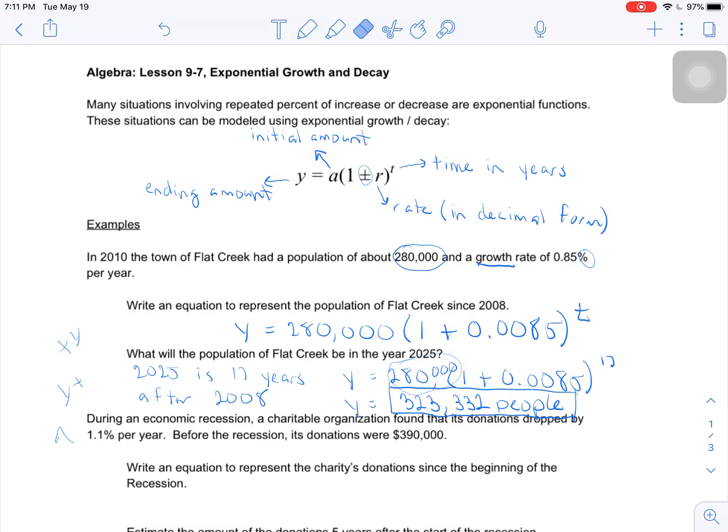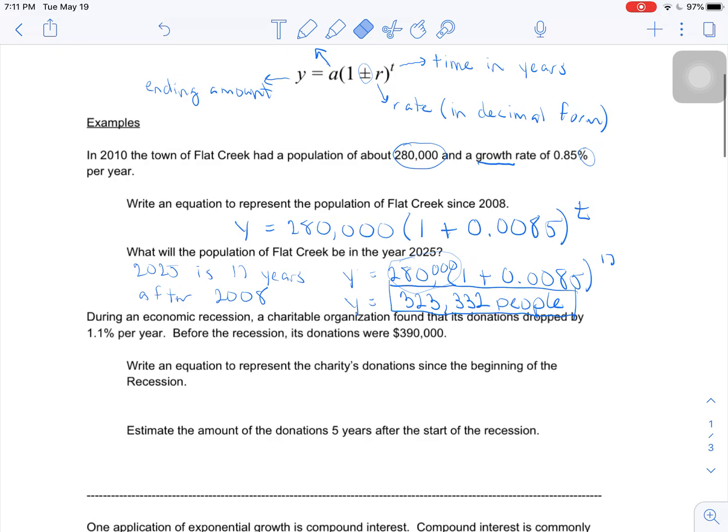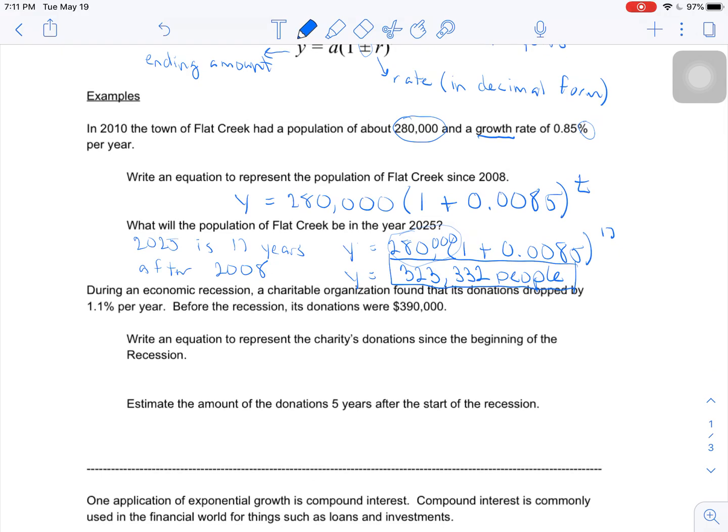We also have exponential decay. So exponential decay is the same idea, but it's where something loses a percentage every year. So this next problem is an example of exponential decay so that you can have an example of both. During an economic recession, a charitable organization found that its donations dropped. So that tells you, okay, I'm losing this much, by 1.1% every year. Before the recession, its donations were 390,000.